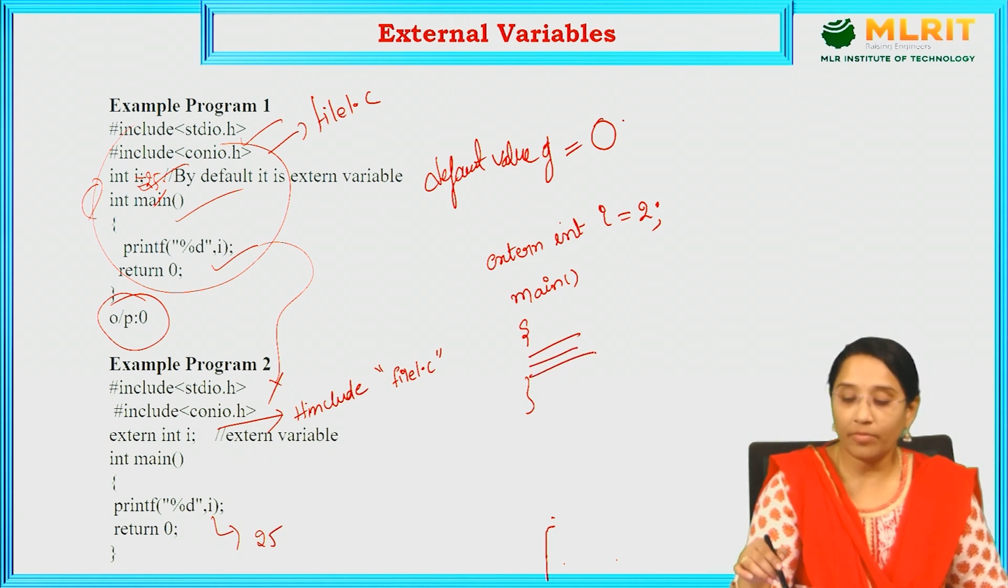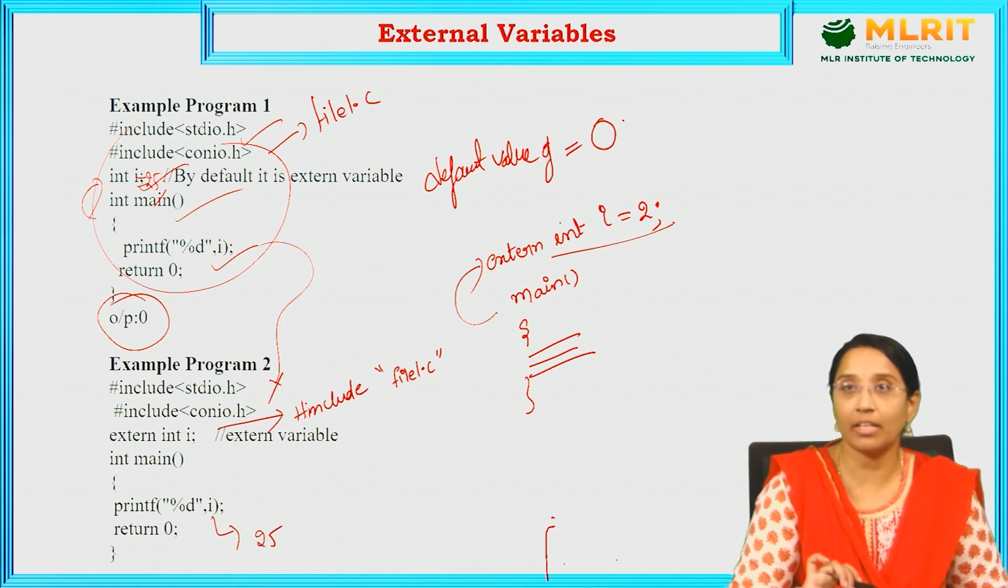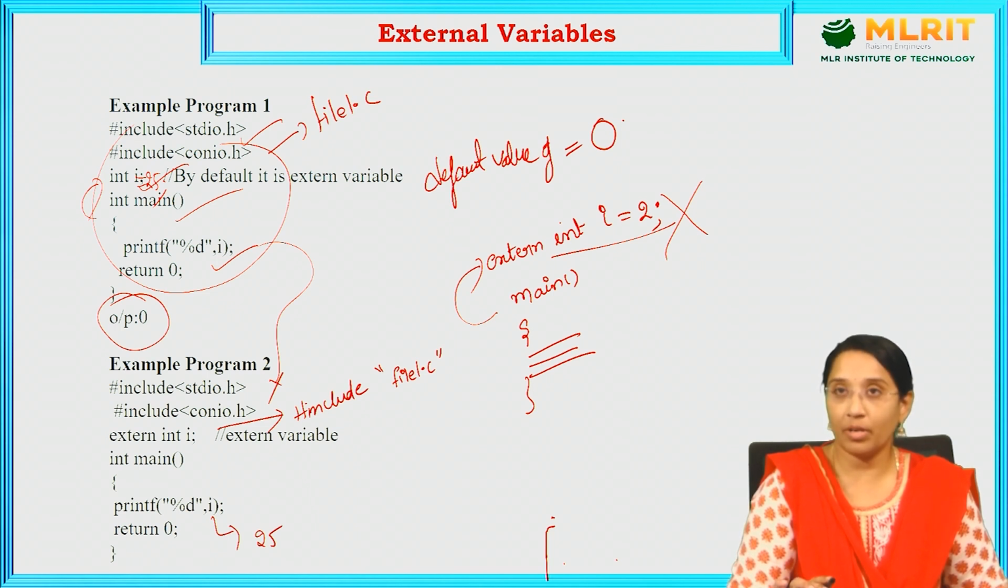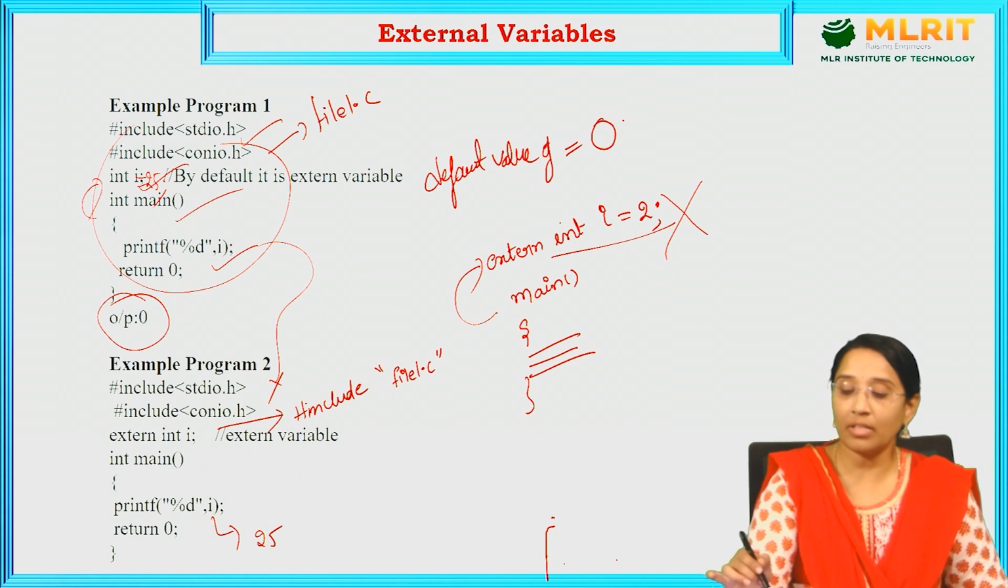See, outside of the main function, we have declared this extern storage class and initialized the variable int i equal to 2. This is wrong. You can't initialize extern variables. The variables which we declare under the extern storage class should not be initialized. Initialization is not allowed with the extern storage class.